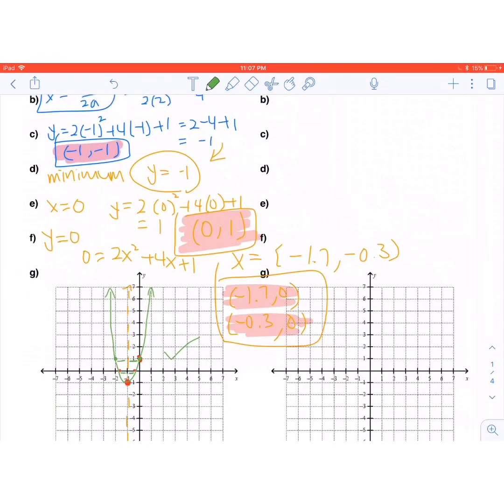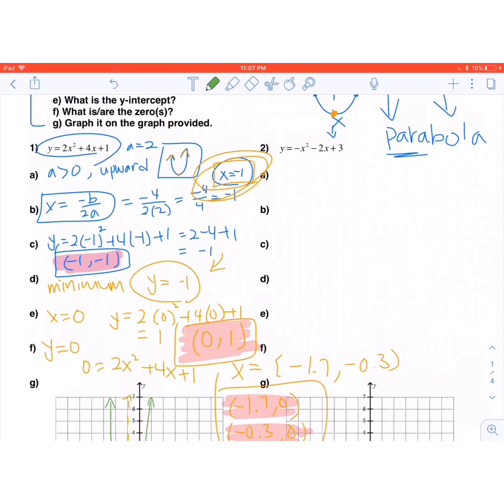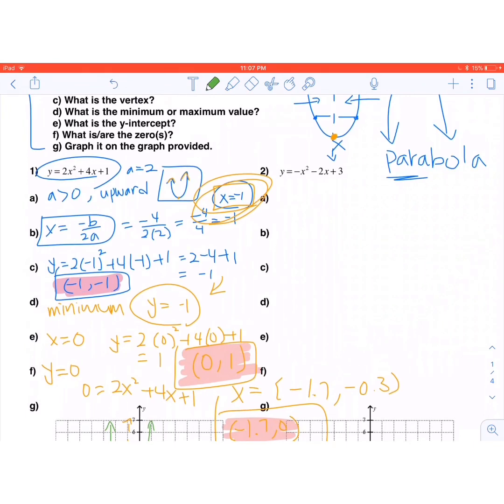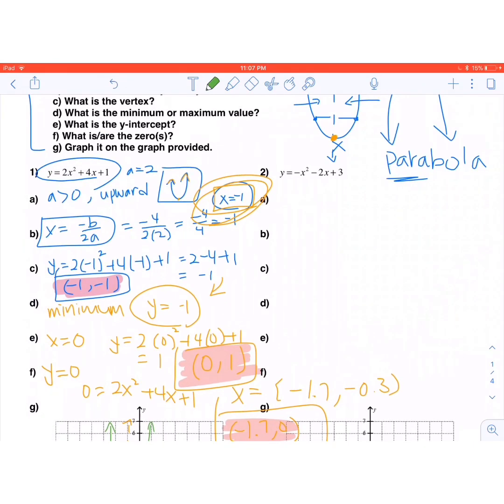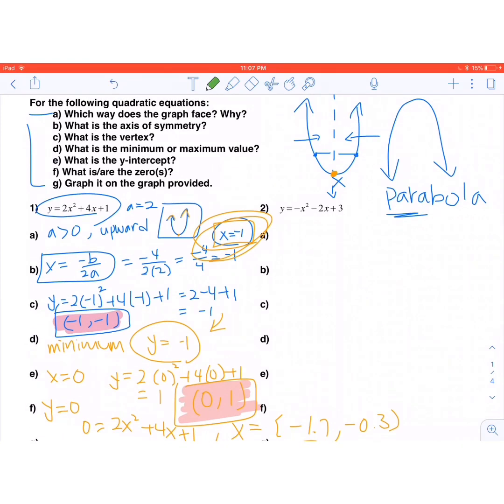All right, so given that, I would like you to try example 2 as well, first by determining whether it's going to be upward or downward. Find the axis of symmetry by using this formula right here. Then given that x value, find the y value to complete the vertex. Given the y value of the vertex, find whether it's a minimum or maximum. What is the y-intercept? Let x equal 0. What are the zeros? Let y equal 0. And then graph all the points that you have collected.